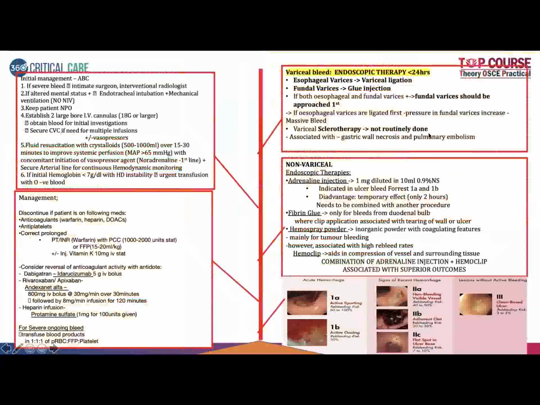Next, so we have optimized the patient, risk stratified, initial management, reversal of anticoagulation. Next will be your specific therapies.